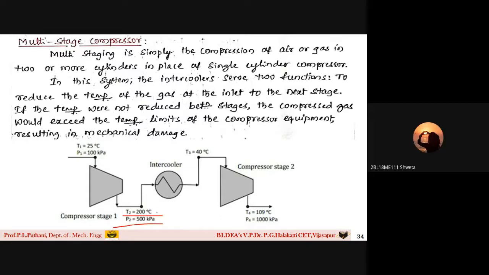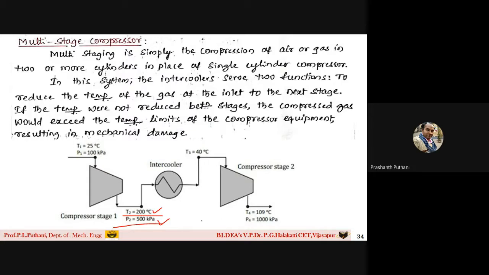T2 equal to 200, sir. P2 equal to 500 kilopascal. Right. So what does this mean when the air is being compressed at the delivery part, at the exit part? Certainly the temperature has to increase, even the pressure has to increase, which has increased, you can see here.